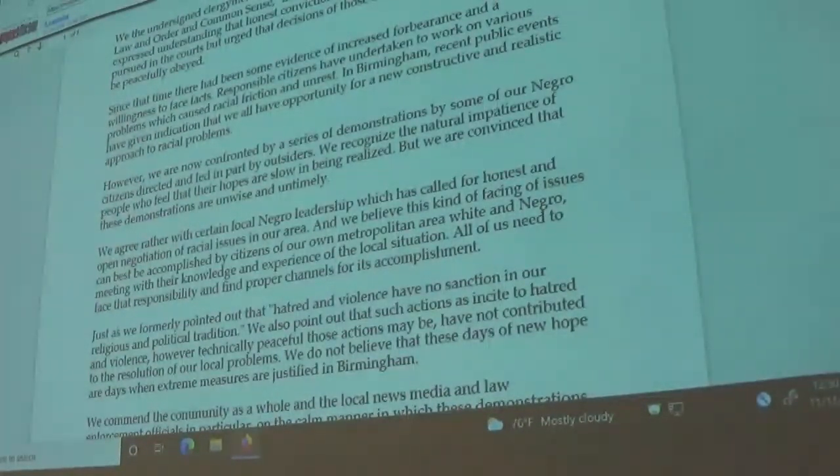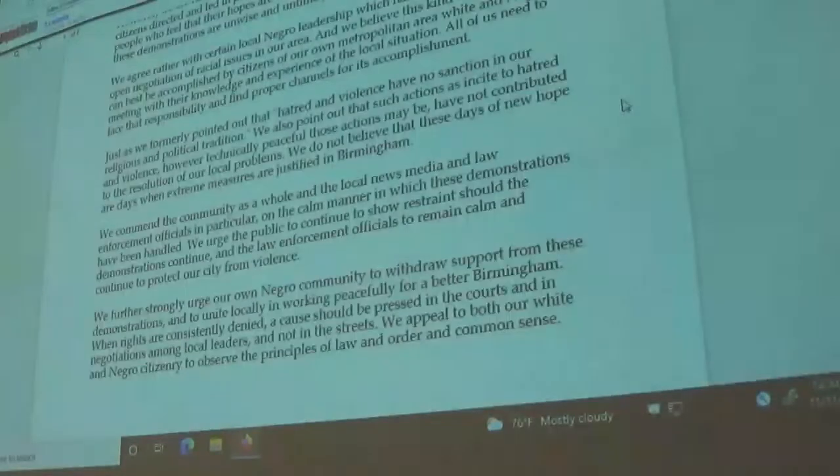We agree rather with certain local Negro leadership which has called for honest and open negotiation of racial issues in our area. And we believe this kind of facing of issues can best be accomplished by citizens of our own metropolitan area, white and Negro, meeting with their knowledge and experience of the local situation. All of us need to face that responsibility and find proper channels for its accomplishment.